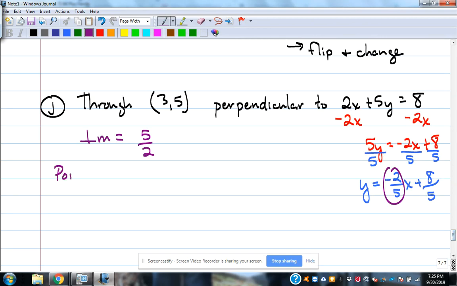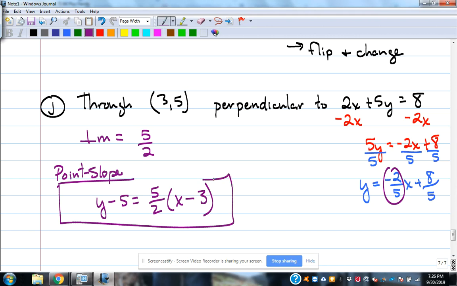So point slope is where I'm starting. That's the easiest one to start with because I have a slope and a point that it goes through. So y minus 5 equals 5 over 2 times x minus 3. And I've got point slope form. That's the easiest one. That's why I like it. Not a whole lot of work at all.